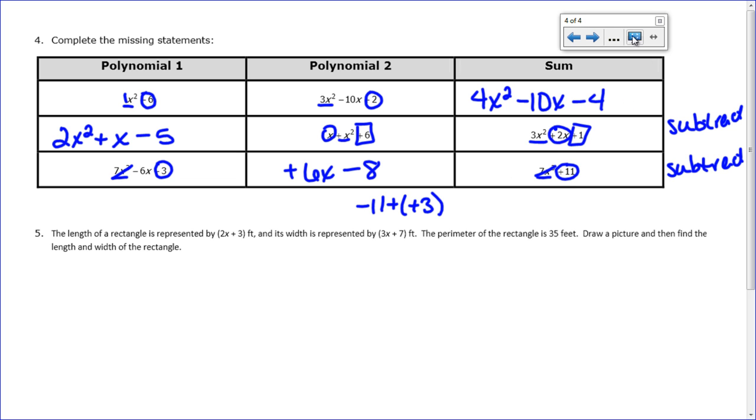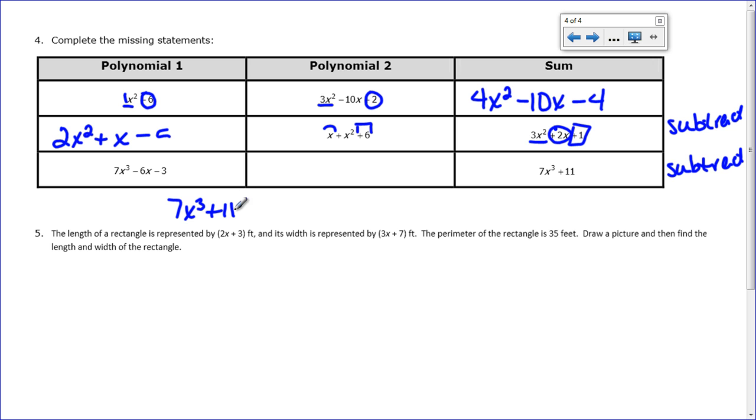I have an issue. We're going to have to redo this problem, so let me pause and let's go back. We're going to write this out so that we can see. We're going to end up doing 7x cubed plus 11, which happens to be the sum, minus polynomial 1, which is 7x cubed minus 6x minus 3.